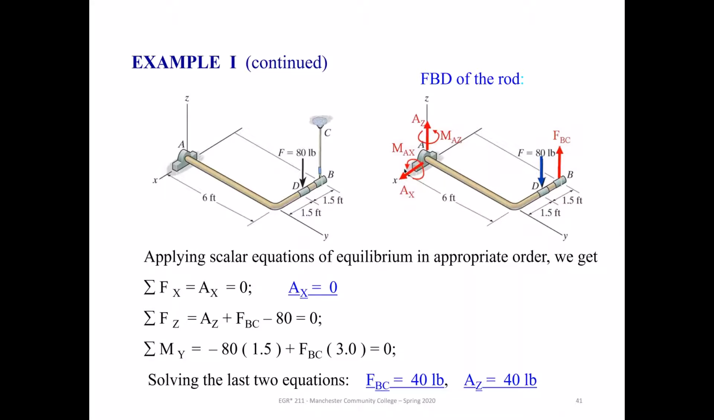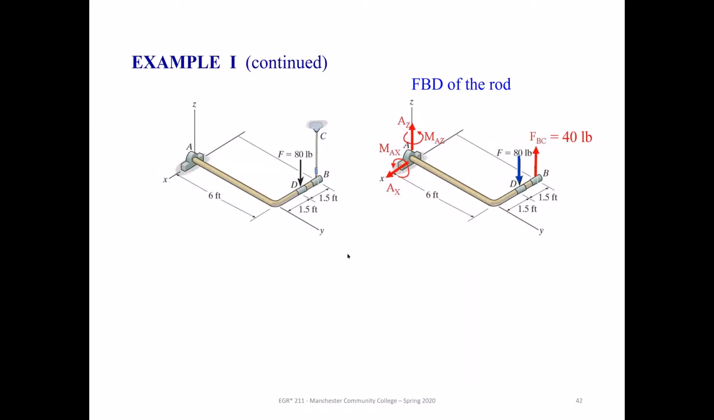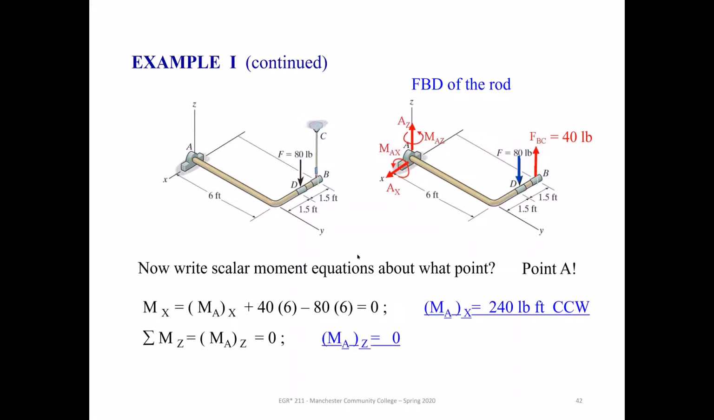All right. Now what we need to do is we need to solve for MAX and MAZ, the reactions along those axes. Okay. Now, you have some choices here. Of course, you could write it about an axis if you wanted to, or you could write it about a point, right? You also have points in these. Okay, so for this one, we'll start with looking at it from the x-axis.